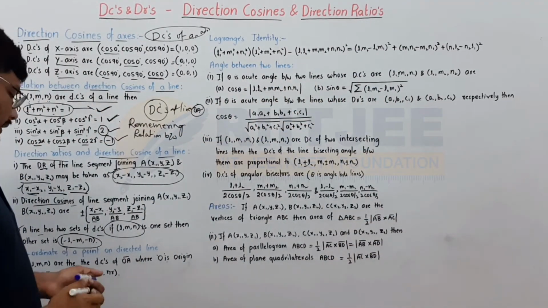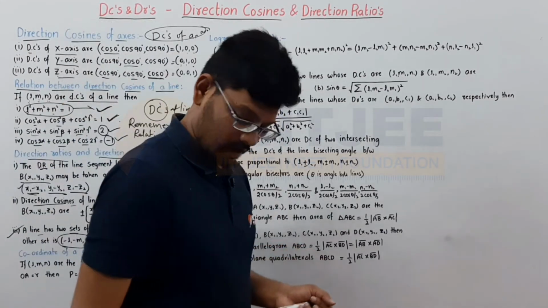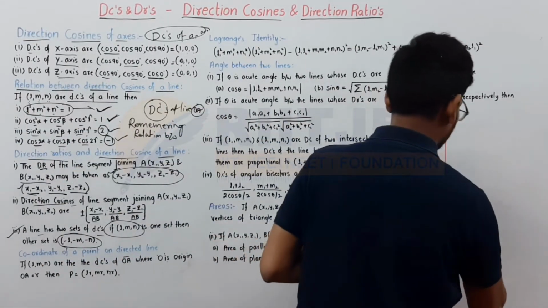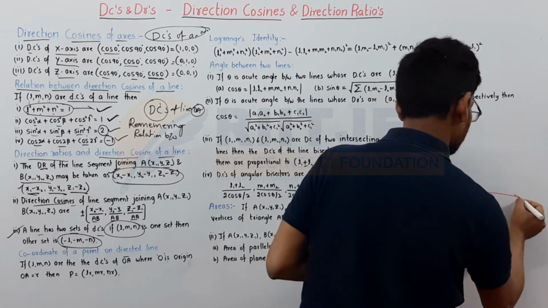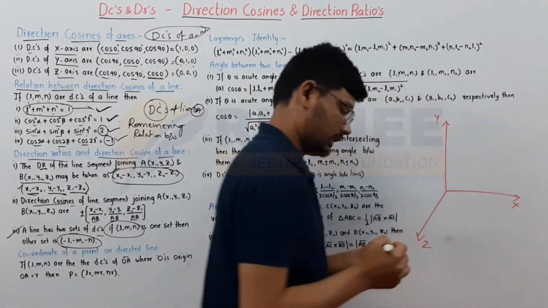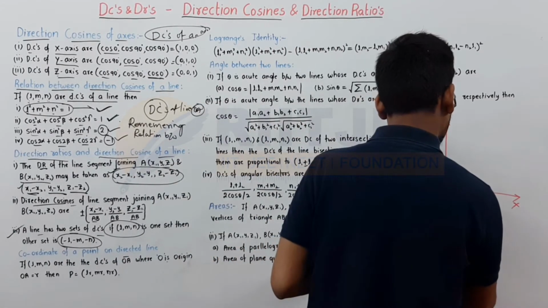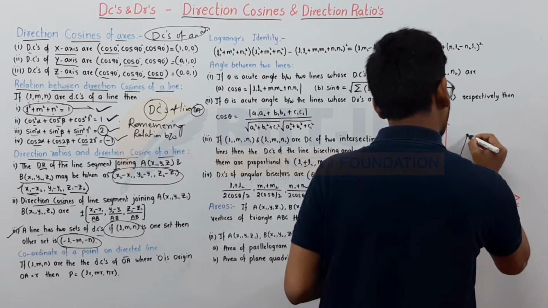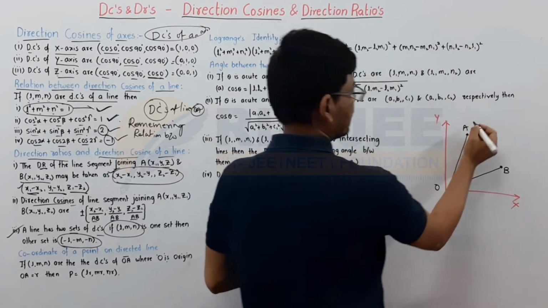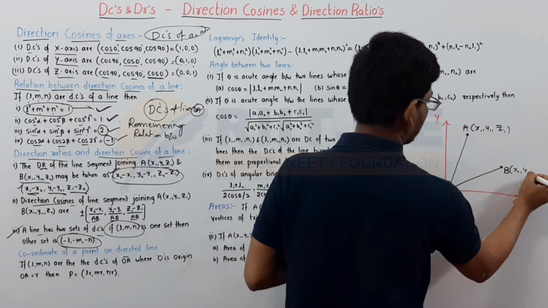And the next one, Lagrange's identity. Lagrange's identity, here we are talking now. I am taking x, y, z axes, and this is the origin. This is point A, this is point B. So I am taking A as x1, y1, z1 and B as x2, y2, z2.